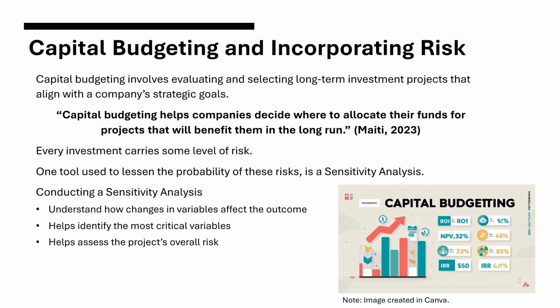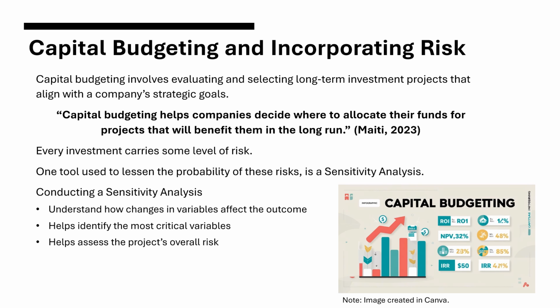Capital budgeting is a process that entails assessing and choosing long-term investment projects that correspond with an organization's strategic objectives. All investments have a certain degree of risk. Capital budgeting entails a comprehensive evaluation of the risk linked to each project. By identifying and evaluating these risks, organizations may make informed decisions and apply risk mitigation techniques, thereby decreasing the likelihood of financial losses. To sum it up, capital budgeting helps companies decide where to allocate their funds for projects that will benefit them in the long run.